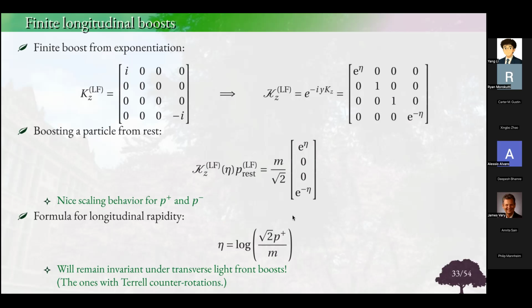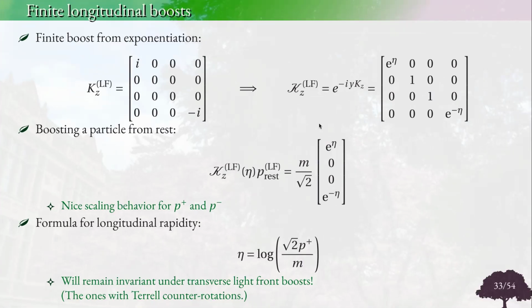If you boost from rest, your forward momentum gives you a P plus that is proportional to e to the eta, and a P minus that's proportional to e to the minus eta. The proportionality constant is m over the square root of 2. So you have this very nice scaling behavior. This also allows you to determine what the rapidity must be in order to get a particular target P plus. It's just going to be the log of P plus over m times the square root of 2.